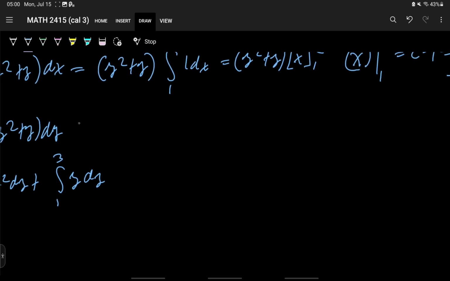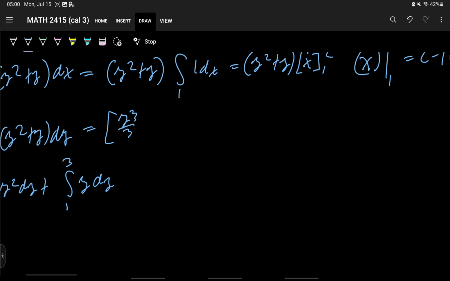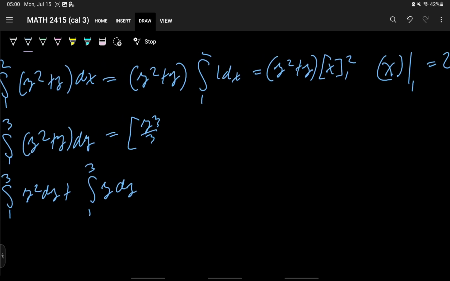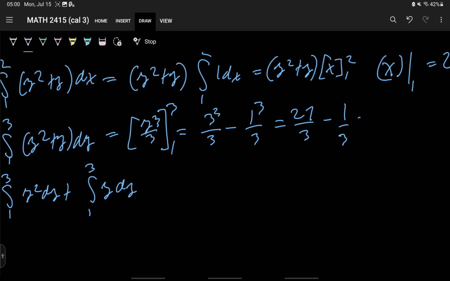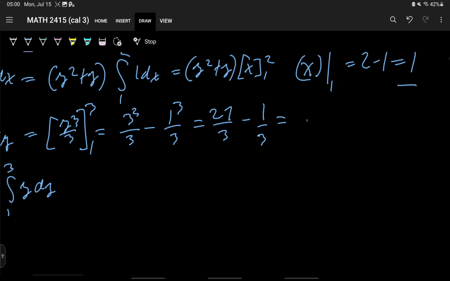So for the top one, did I write this correctly? Yeah. Y cubed over 3, we're evaluating from 1 to 3. So it's going to be 3 cubed over 3 minus 1 cubed over 3. And that's going to be 27 over 3 minus 1 over 3, which is equal to 9 minus 1 over 3.